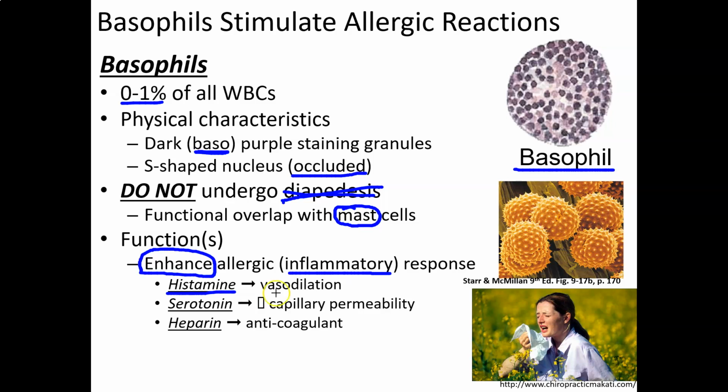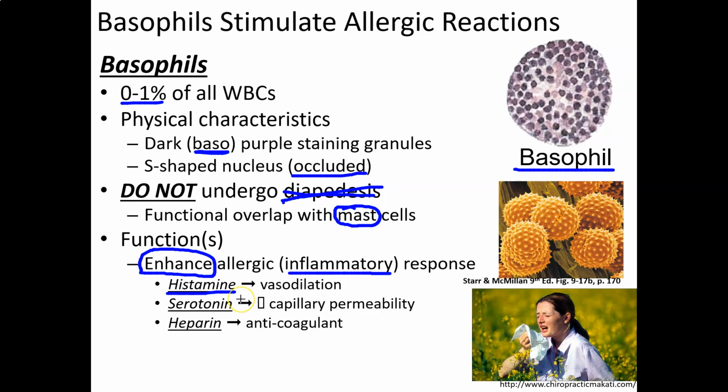But histamine, being a very potent vasodilator, we can't have too much of it. And so one of the beliefs, at least, is that the reason we don't have that many basophils is because if they all released histamine, we could die.